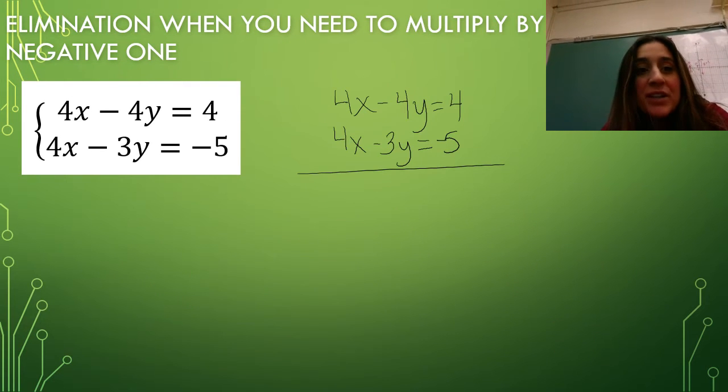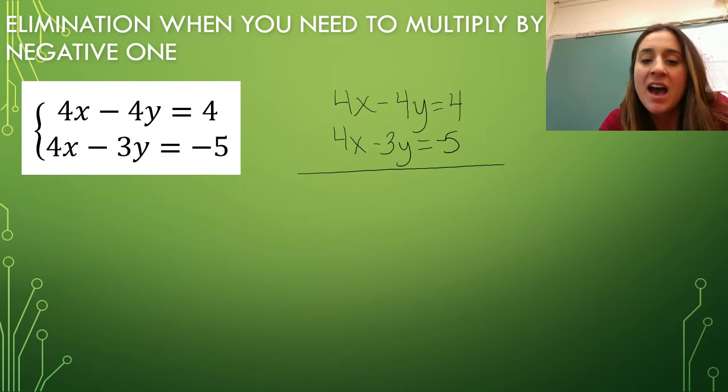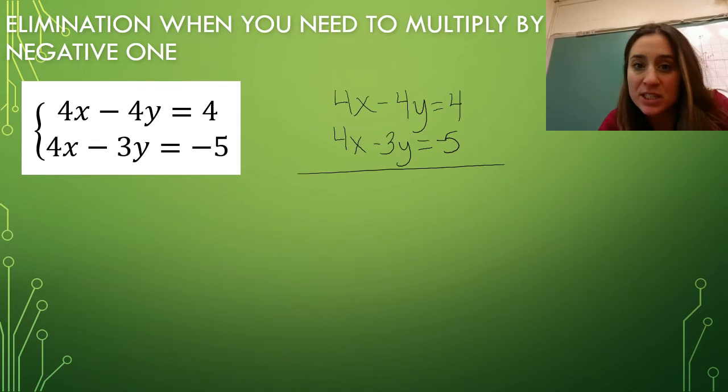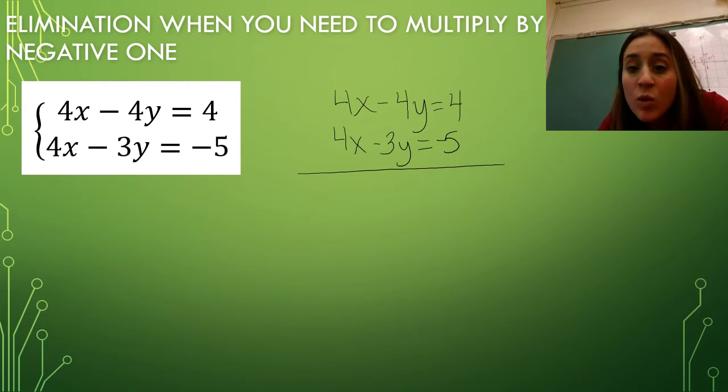Alright, so now we're going to see when they don't eliminate right away. If I look at my x's, I have 4x and 4x, and they're not going to cancel out because they're not opposites. If I look at my y's, negative 4y and negative 3y, they're also not opposites, so they're not going to eliminate. What I'm going to want to do is make either my x's or my y's eliminate by multiplying by something.